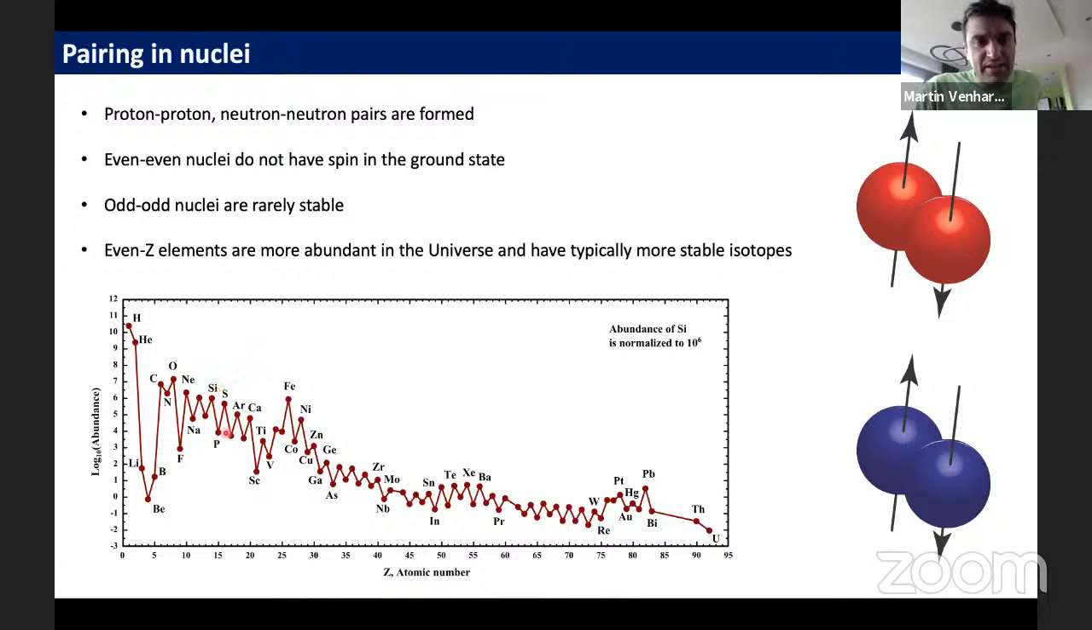Okay. But you see the staggering between them. So they are far more abundant and typically have more stable isotopes. If you take tin, it has, I believe, 10 stable isotopes. But gold has only 1 stable isotope because its Z is odd.